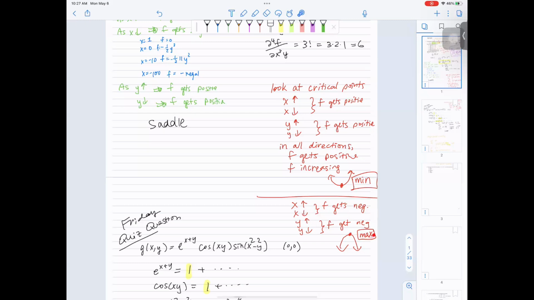If your critical point is a maximum, what is the definition of a maximum? It's the largest point your function can have. So that means that all other points around it should have a lower value. So for a maximum, in all directions, f should be decreasing. F should be getting more and more negative, smaller. The positive means it becomes bigger and negative means it becomes smaller. Yes.